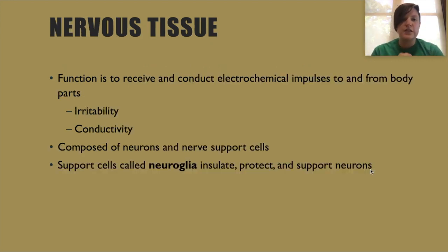Last tissue to talk about is the nervous tissue. Its function is to receive and conduct electrochemical impulses to and from the body parts. So you've got those receptor neurons, you've got the effector neurons, and you've got your central nervous system, the brain and the spine, all made up of this nervous tissue. And the whole idea is irritability, so receiving signals or sending out signals, and conductivity, which is the ability to produce electrical signals.